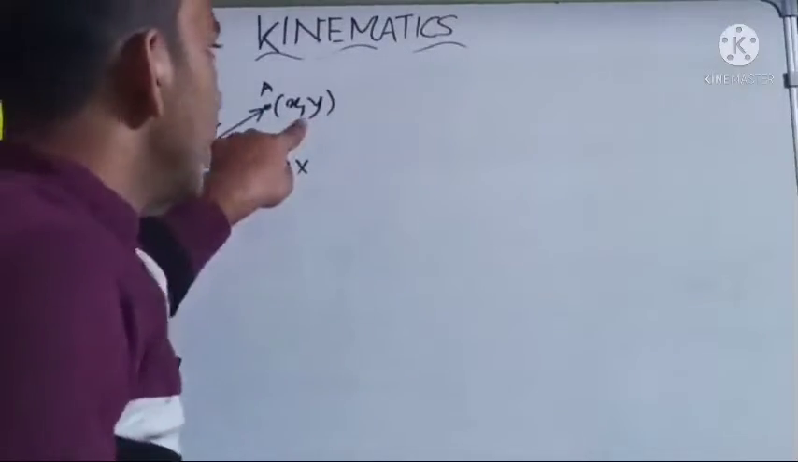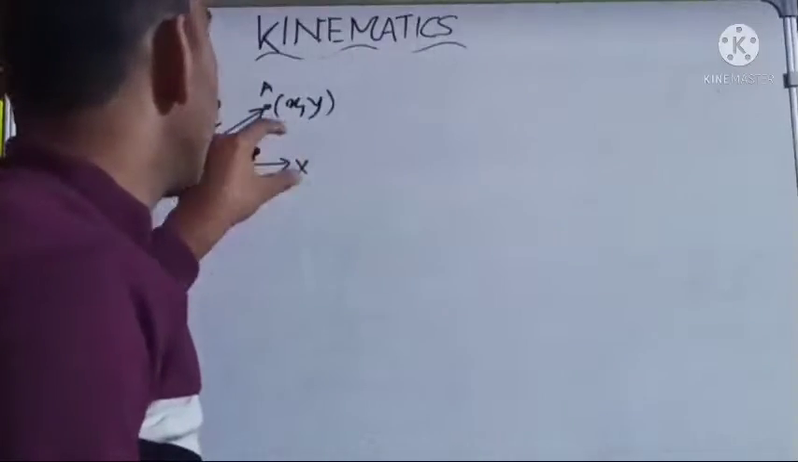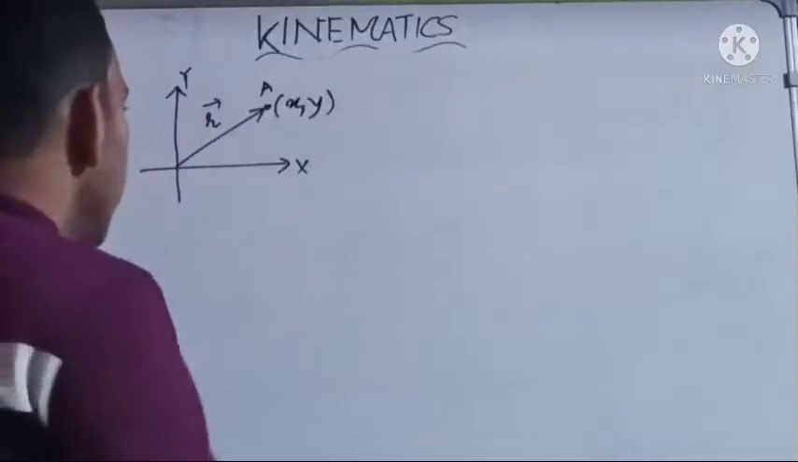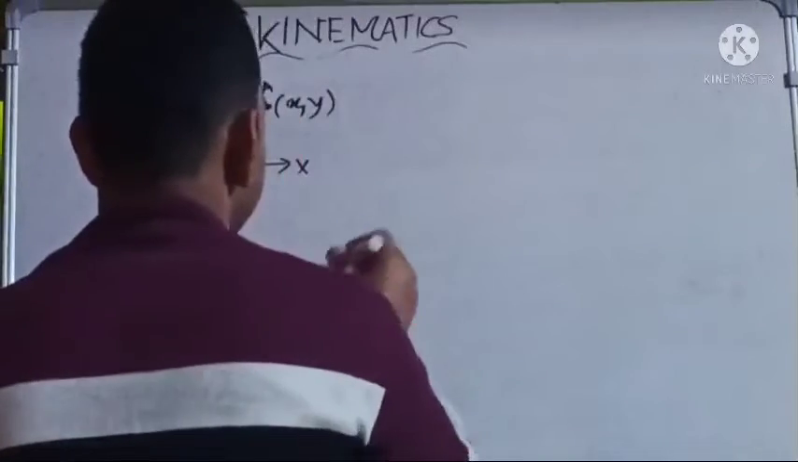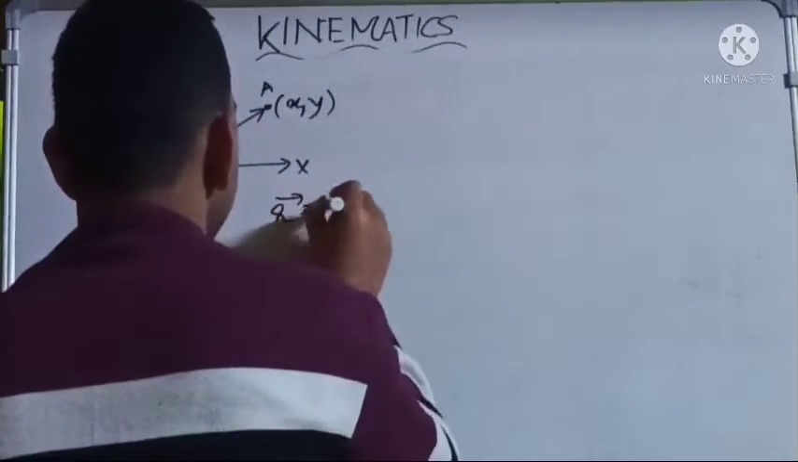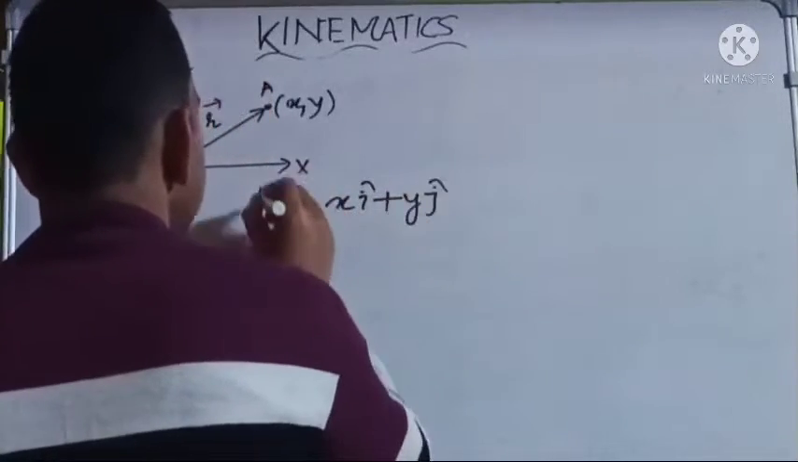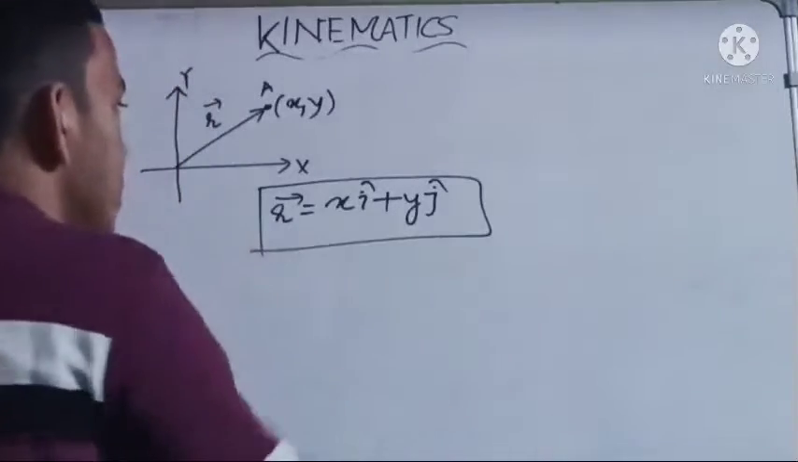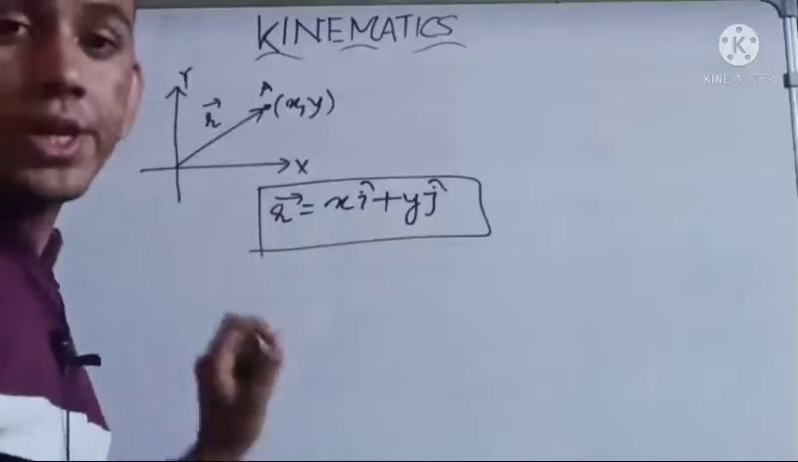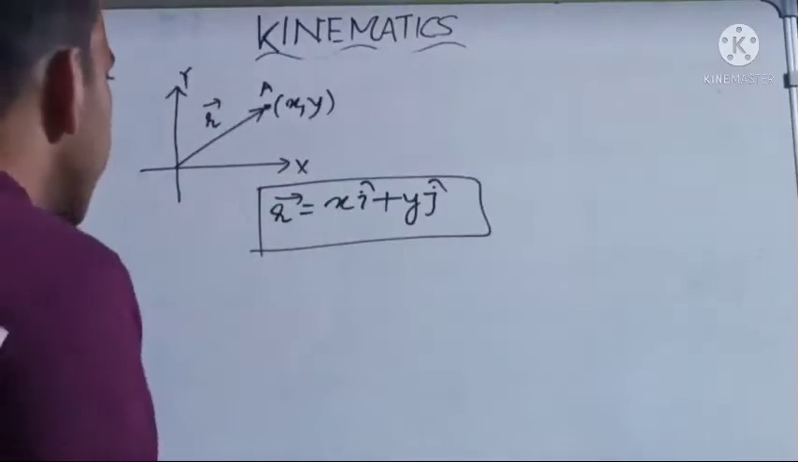Then, if we know the coordinates of this point, we can easily write the position vector without drawing the diagram. We can write simply r vector as x i cap plus y j cap. In this way, we can simply write the position vector of this particle if we know the coordinates of that point where the particle is lying.